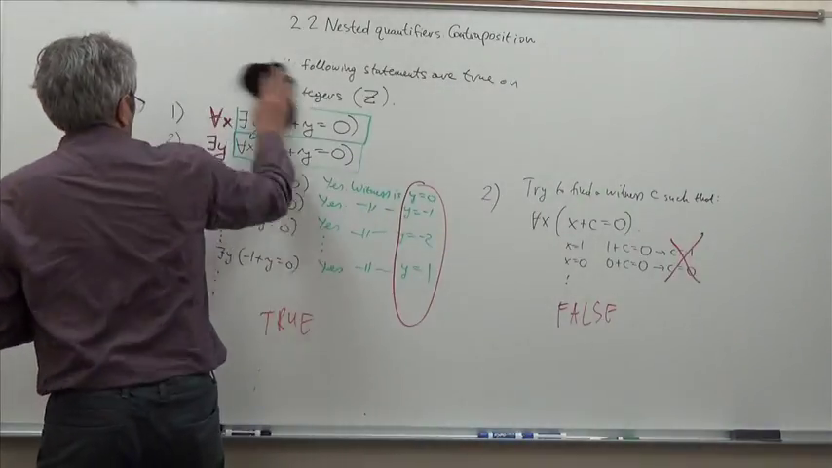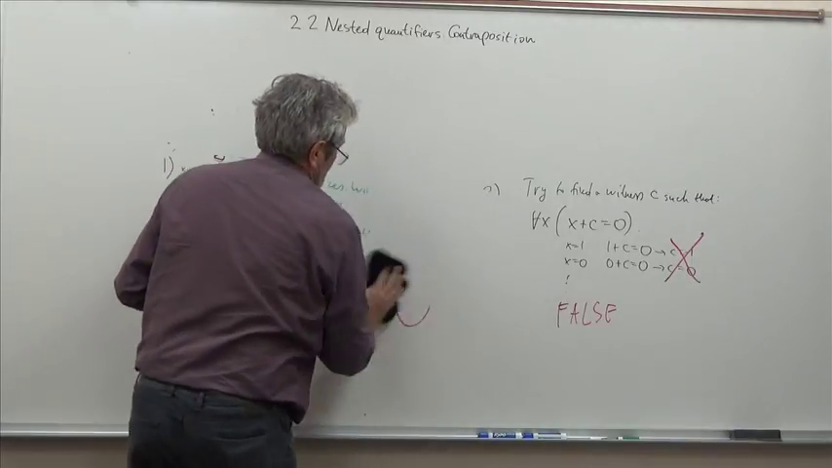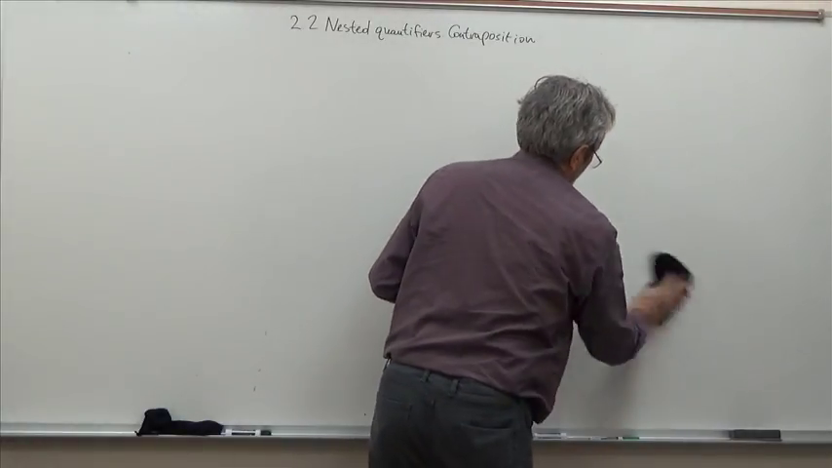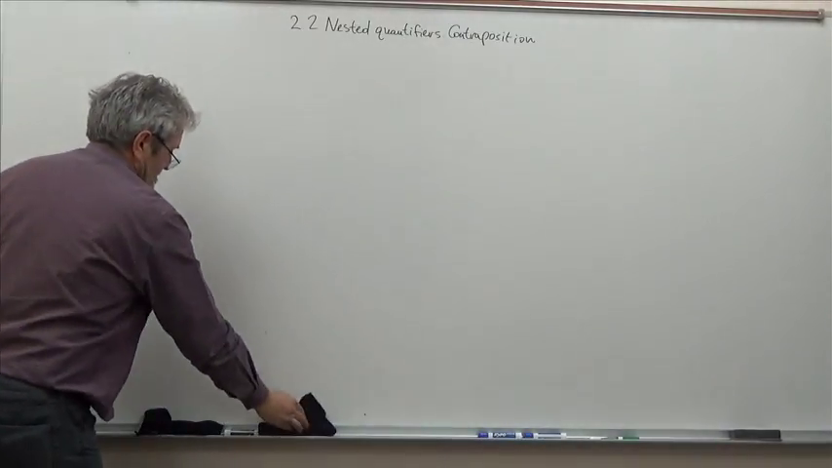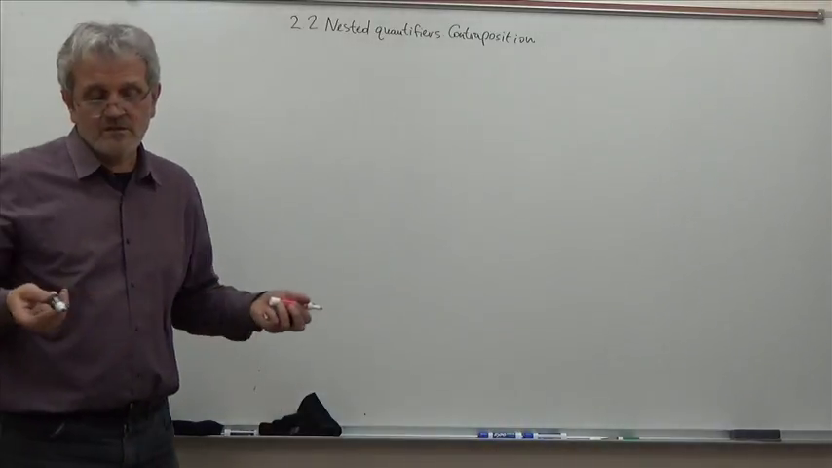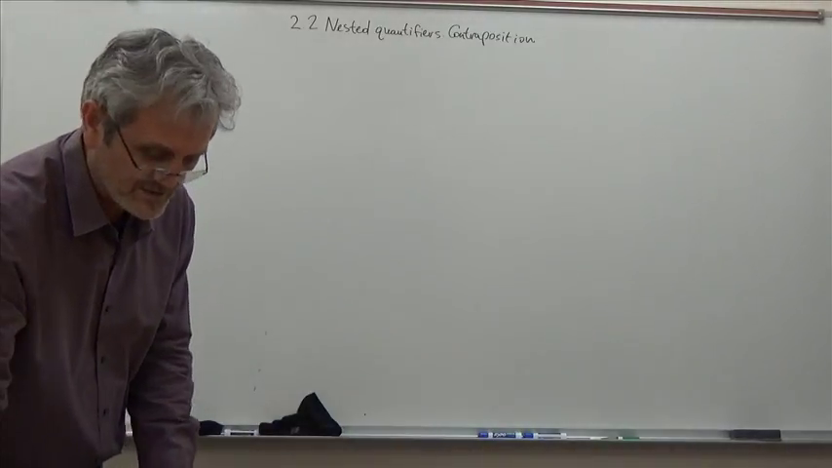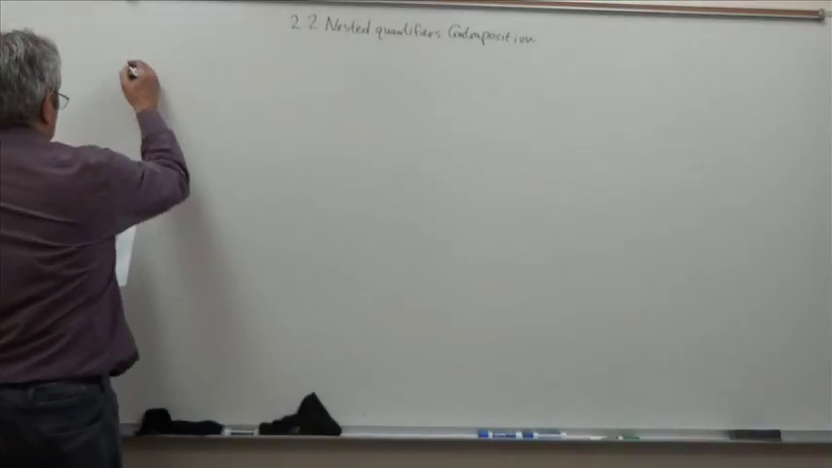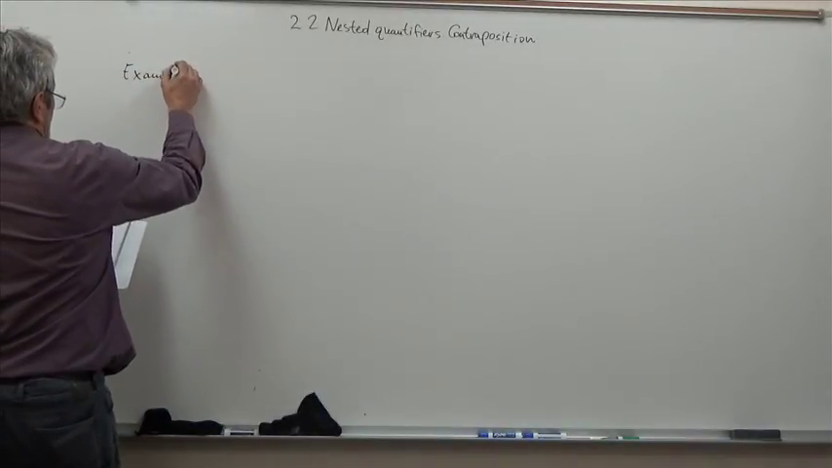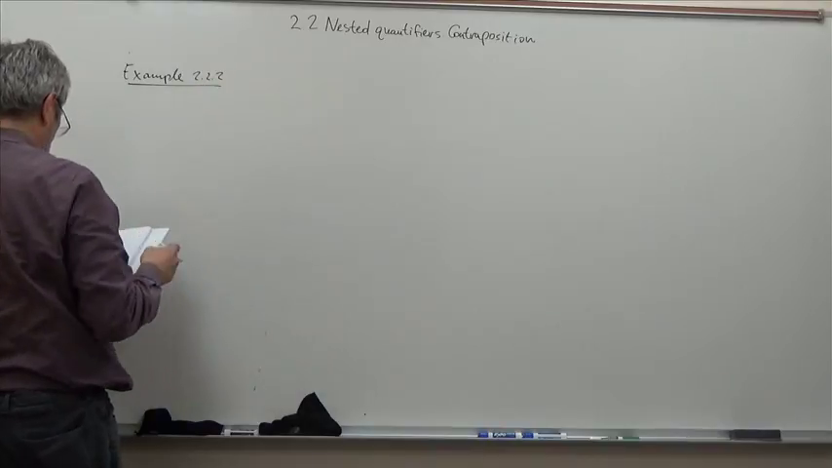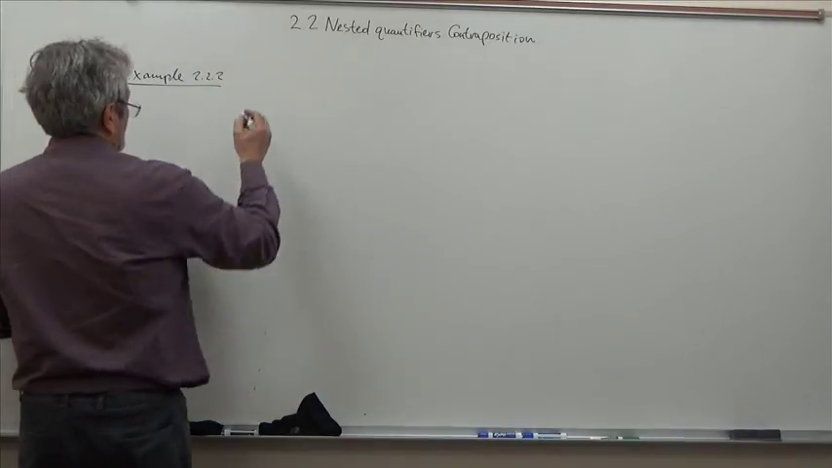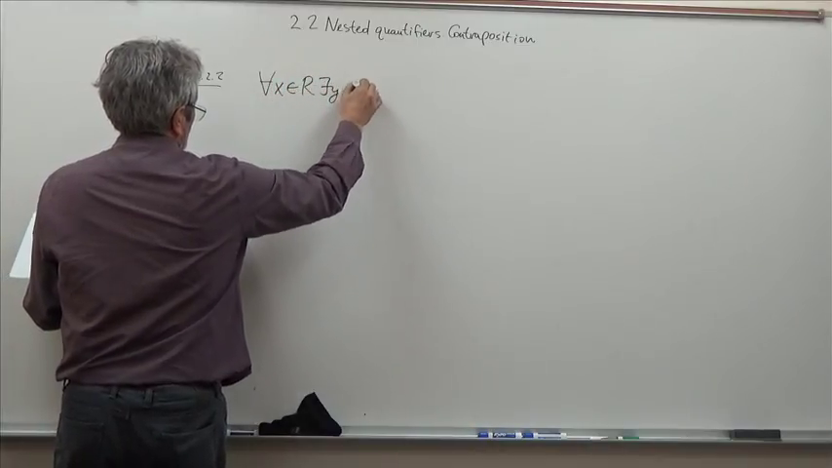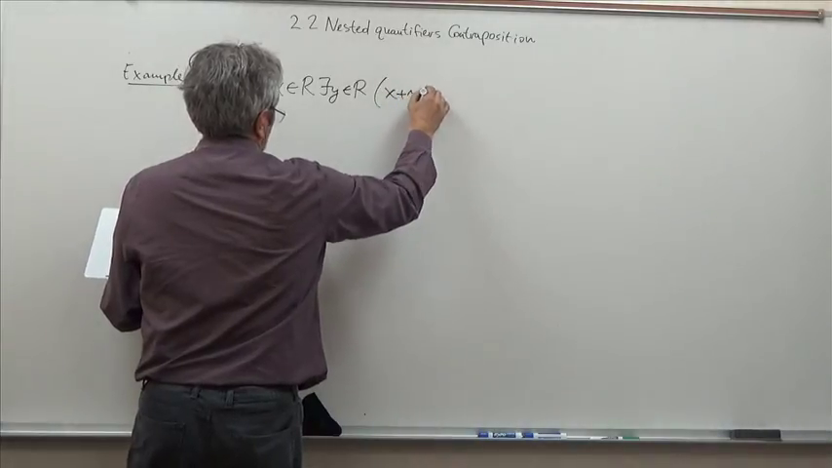All right, let's now do a few examples where we want to write formulas involving nested quantifiers to represent some sentences from everyday English, or from mathematics expressed in everyday language, and then also the other way around. So here is example 222. We want to express in everyday English: for every x in R, there exists a y in R such that x plus y equals 0.